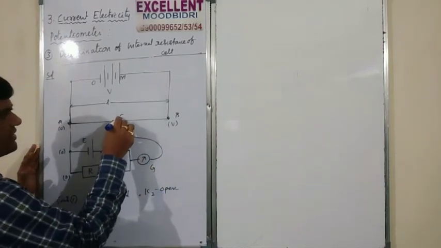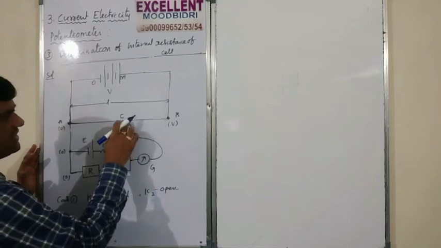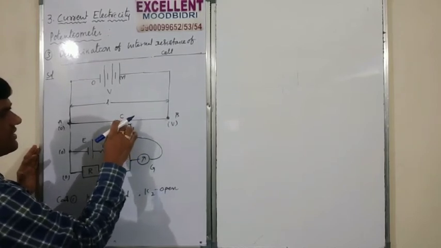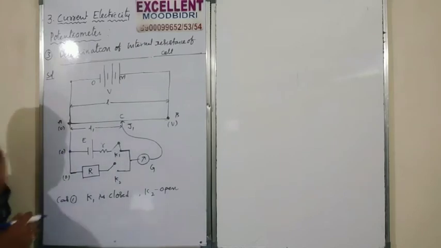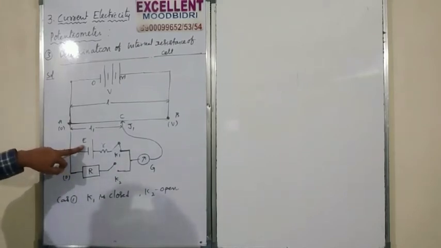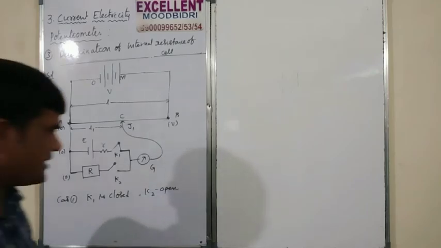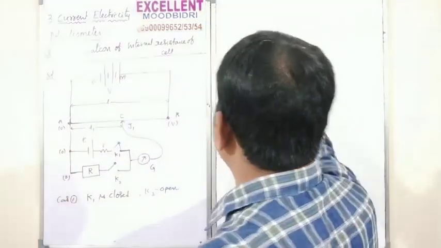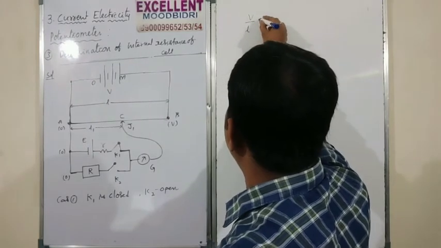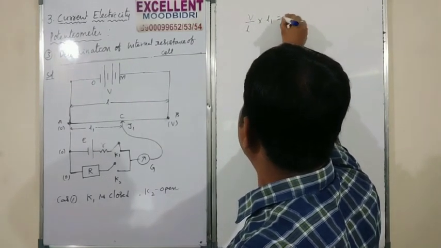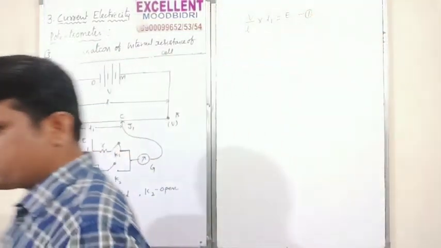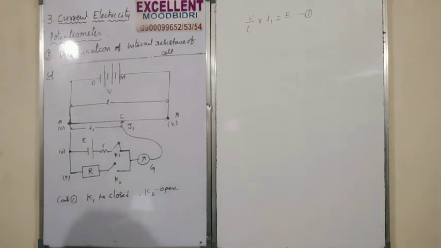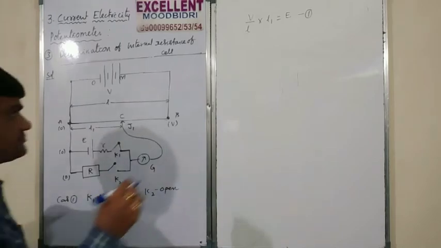So the null deflection is at C, that is J1. From here to here, I will consider L1 distance. Total length is equal to L. EMF is equal to E, therefore potential is equal to V. According to the formula, V by L into L1 is equal to E, equation number 1. Are you clear? E is equal to V by L into L1. That is case 1. Next, case 2.